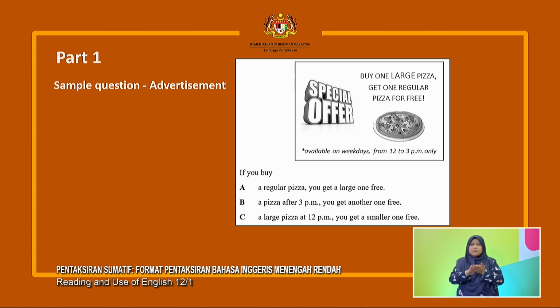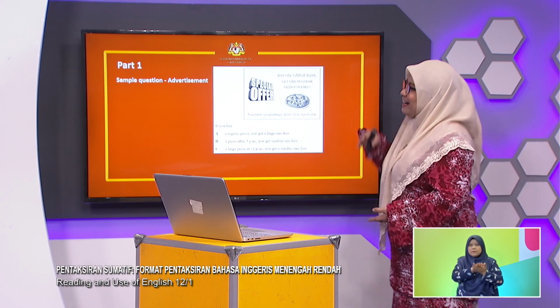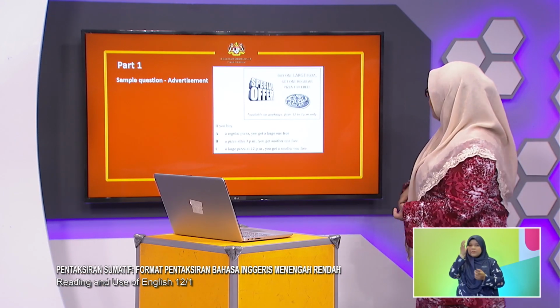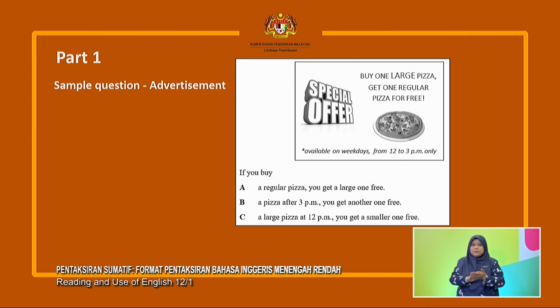Alright, Chris, I would like you to try this question. So based on the question, I will have to analyze the advertisement and choose the true options. A, B, or C. I think it's C, teacher. It's a large pizza at 12 p.m. You get a smaller one free based on the advertisement. Is what I get. Okay, correct, Chris.